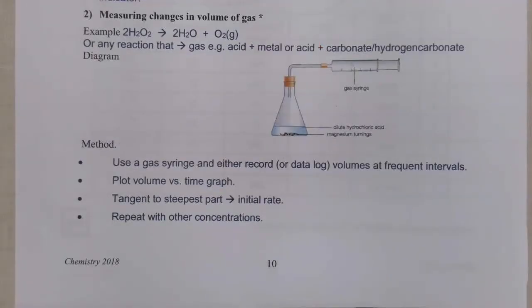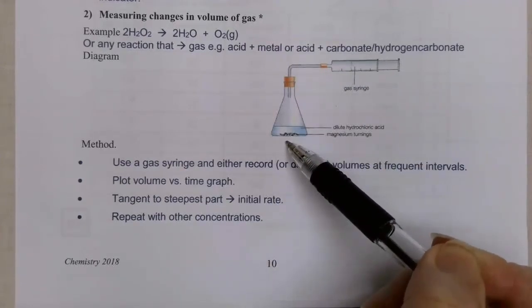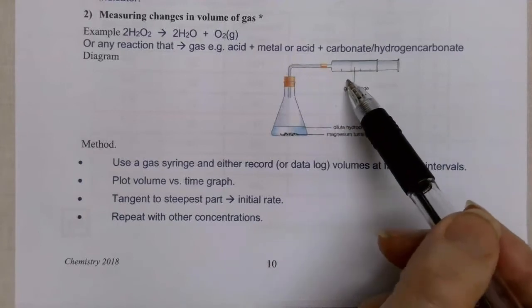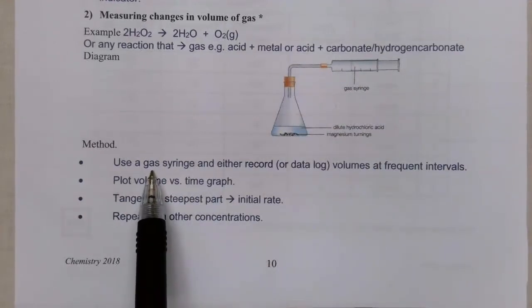The second method is also widely used, and any time you have a gas being produced, it's probably going to be your first choice. So you have some sort of reaction going on in a sealed container, and you're collecting the gas in your gas tube. So you're either going to use a gas syringe or a data logger, as we did in the experiment, or as we will do later on in our experiment.